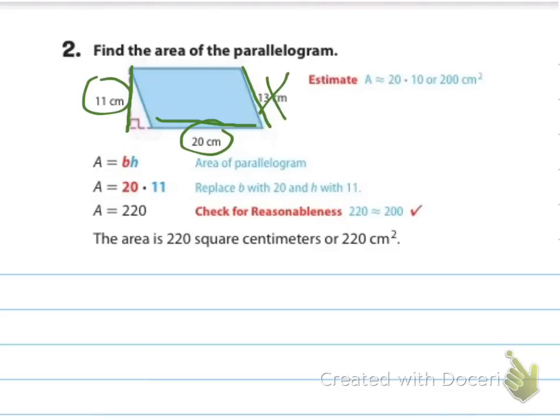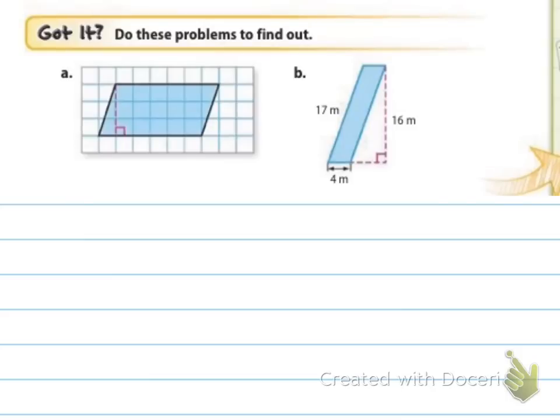So I'm going to do 11 times 20, 220 square centimeters, or centimeters squared. This is how we write it, with the cm and then the little 2 up there to show square. That's how we always write our area. So you're going to do A and B on your own. Go ahead and work on those now, and when you come back, I'll have the answers for you. Pause the video.